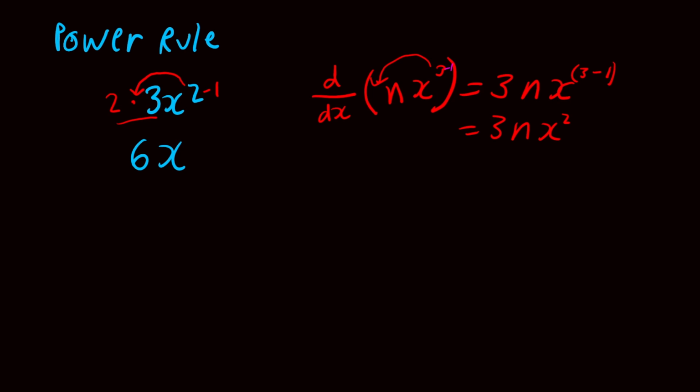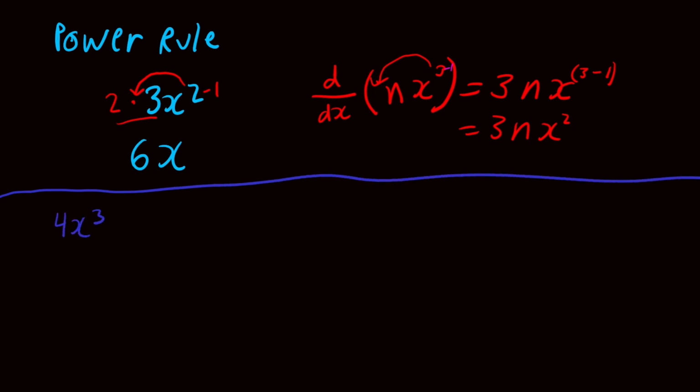So you guys can try a couple of practice problems. So I'm just going to write 4x cubed, 3x, and then, I don't know, 6x to the 5th. Okay, so let's try this one. 4x cubed. First step, bring this 3 over here. So 3 times 4x to the 3 minus 1. So that's 12x squared. Pretty easy.